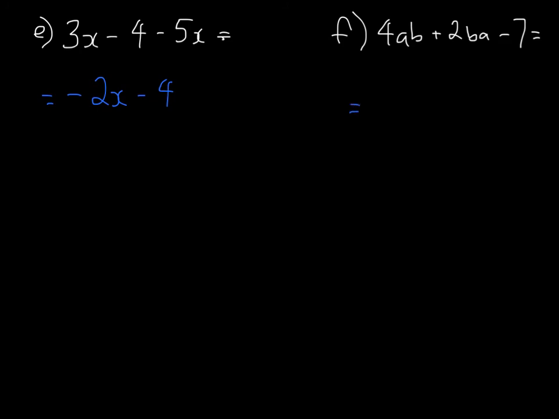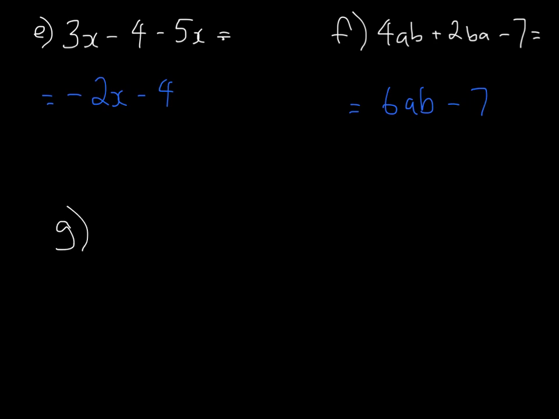Okay, and the next one, 4ab plus 2ba. Remember, like we said in the first example, ab and ba are the same letters, they're just mixed around. Okay, so 4 plus 2 is 6ab minus 7. And that's our final answer. I'm going to do one more example here.